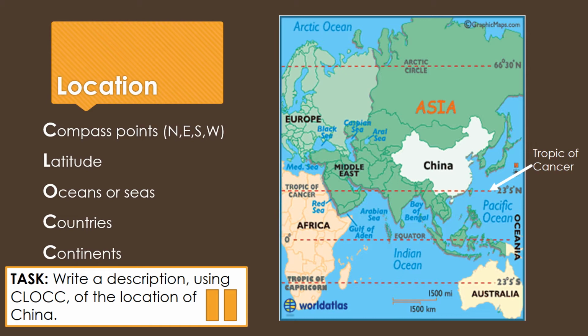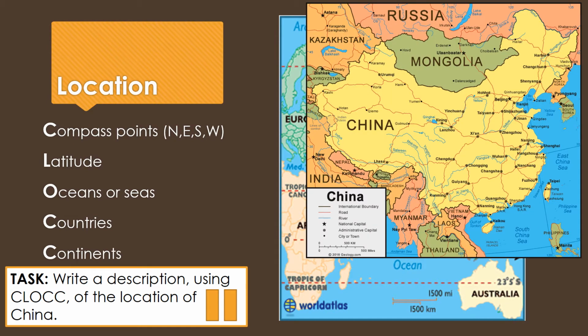So I'm going to pause the video here, start writing around things such as latitude and oceans and seas, and then I'll put another photo up with the countries that are surrounding it that you can add in. Okay, so hopefully you can add a little bit more to your description now that you can see some of the countries that are surrounding China. Remember, if you can, try and use your compass points to explain that a country's to the north or the south of China, to be a little bit more specific and precise.